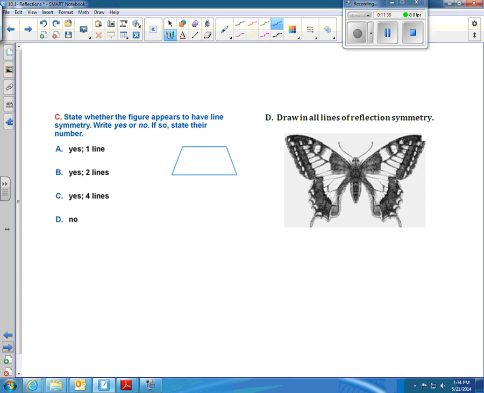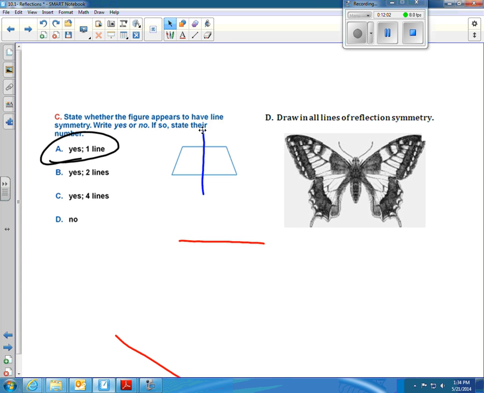All right, last 2. State whether the figure has a line of symmetry, yes or no. Here we have a trapezoid, so we definitely have that one. We do not have a horizontal one there because the top and the bottom are not congruent lengths, so we won't have one there. Same idea, we won't have diagonal ones because our corners won't line up. So we only have one line of symmetry.